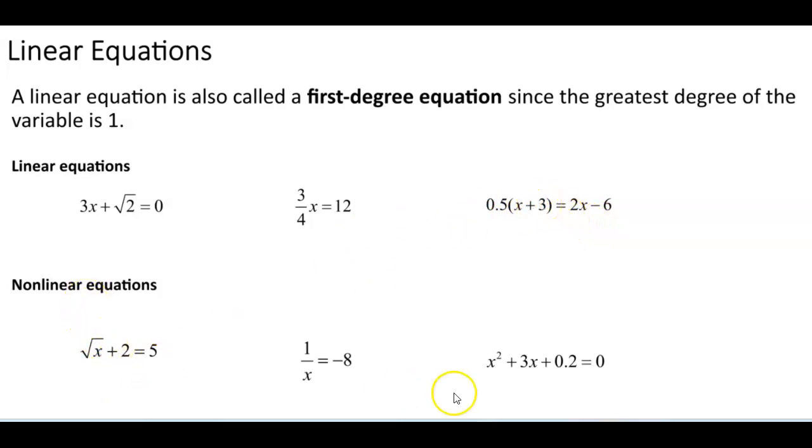Now, below that are examples of non-linear equations or non-first-degree equations. So here's an example. Square root of x plus 2 equals 5. The exponent for x is not a 1. Over here, this is 1 over x, where x is in the denominator. This is also considered a non-linear equation. Here we have x squared plus 3x. This has a degree of 2, therefore it's not a linear equation.